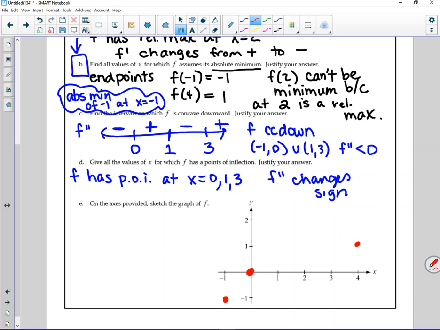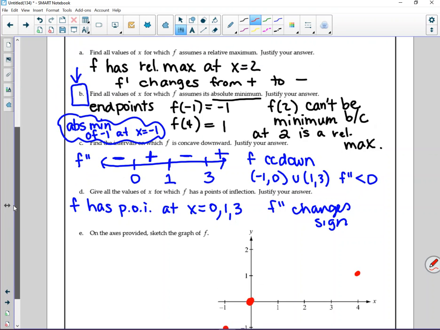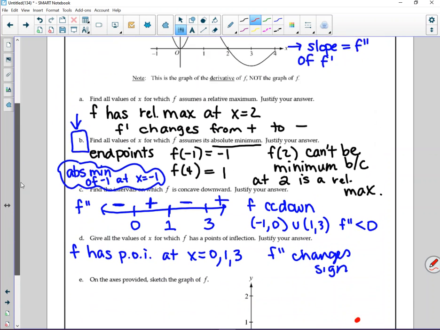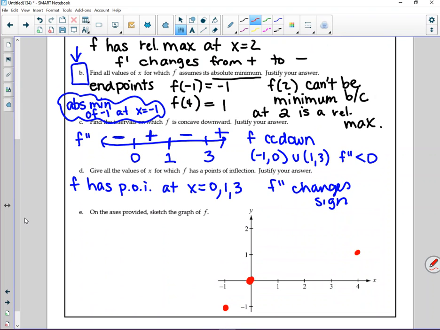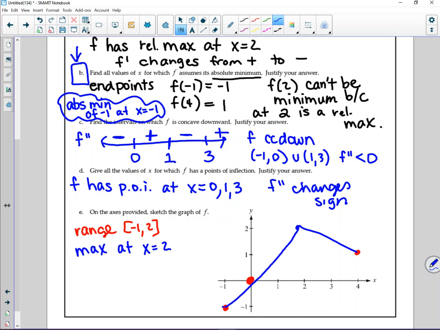Next thing I would do is increasing and decreasing. I'm increasing until 2 and then decreasing. And it also tells me that my range is from -1 to 2. So that means I don't go any lower than -1. I don't go any higher than 2. So if I'm in the max, we figured out that the max was at x equals 2. So I'm going to go up, up, up to x equals 2, and then down. Now that's how it would look with straight lines.